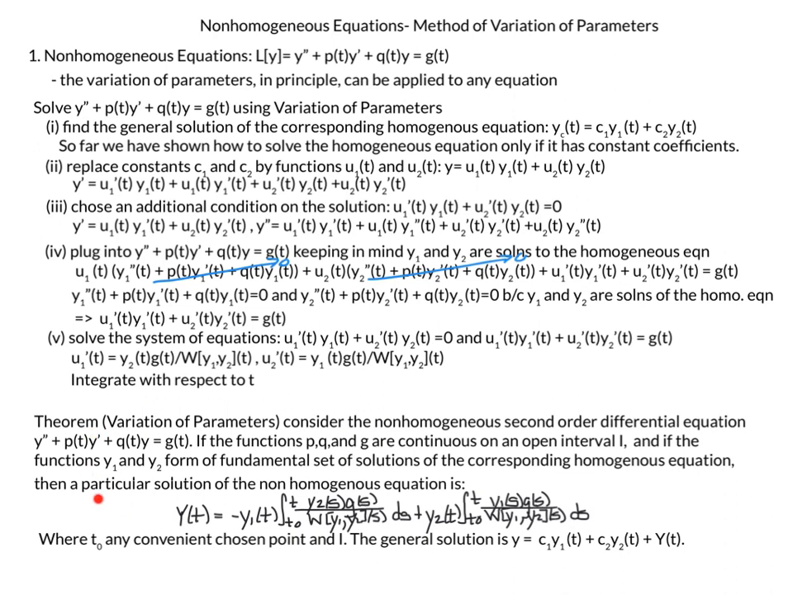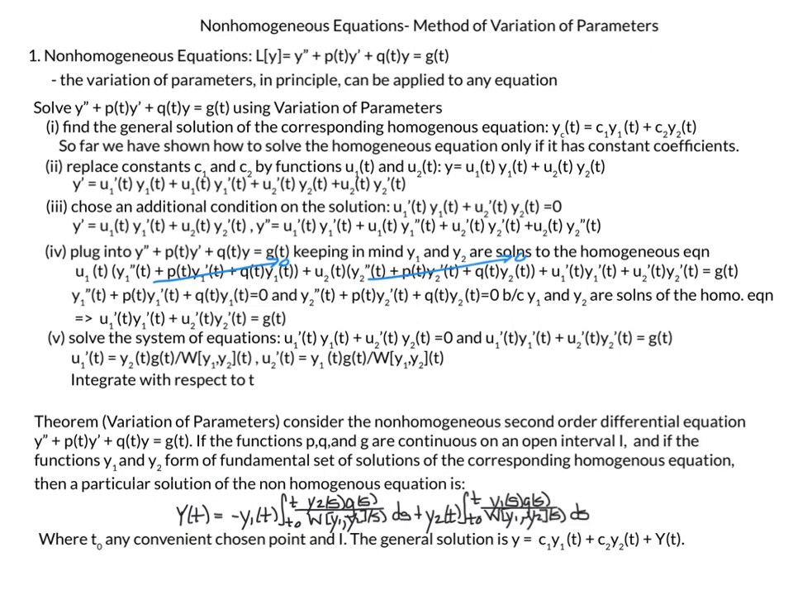Then we also had this formula, so instead of following all these steps, we can plug straight into this formula. If we have a non-homogeneous second order differential equation of this form, y double prime plus p of t y prime plus q of t y equals g of t, if the functions p, q, and g are continuous on an open interval I, and if the functions y1 and y2 form a fundamental set of solutions to the corresponding homogeneous equation, then a particular solution of the non-homogeneous equation is right here, where t0 is any convenient point, and the general solution is y equal to c1y1 plus c2y2 plus the particular solution Y_p.